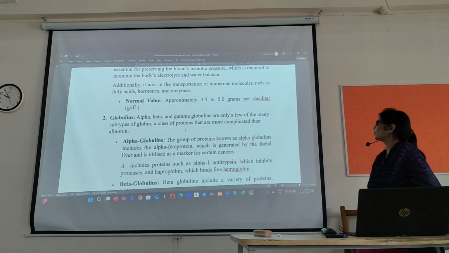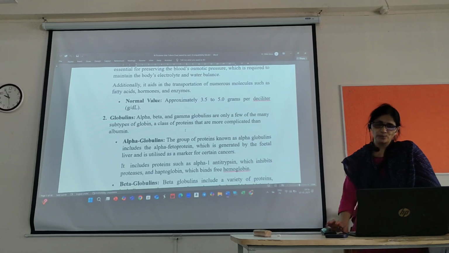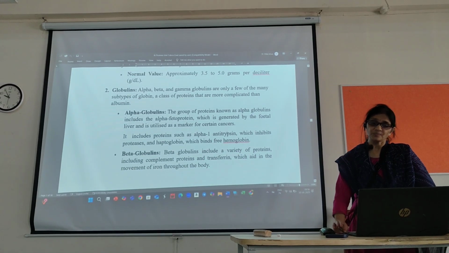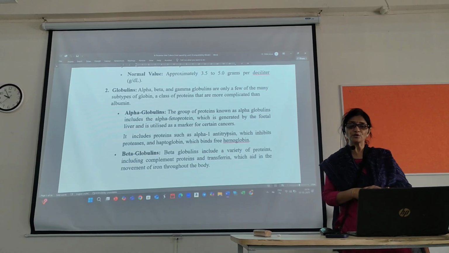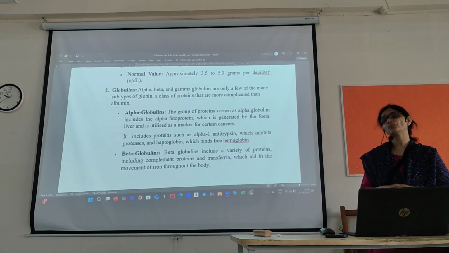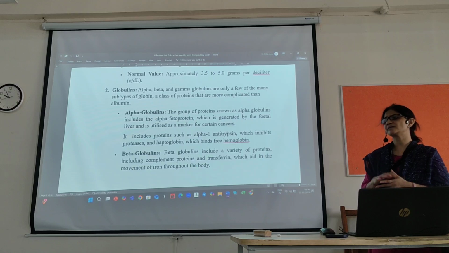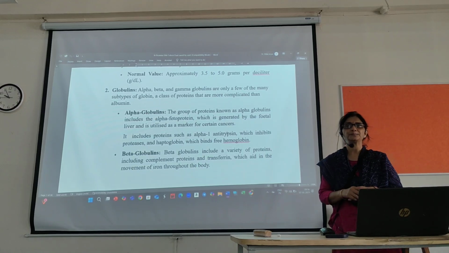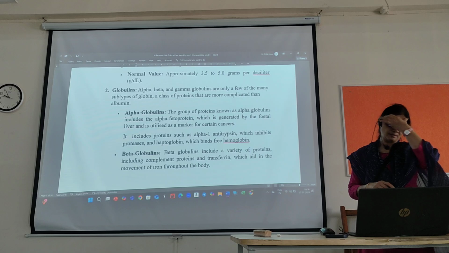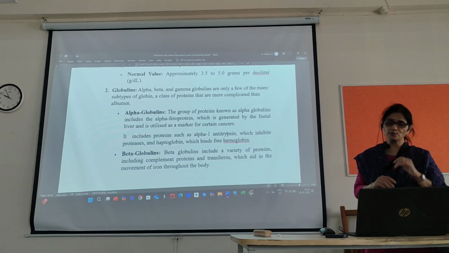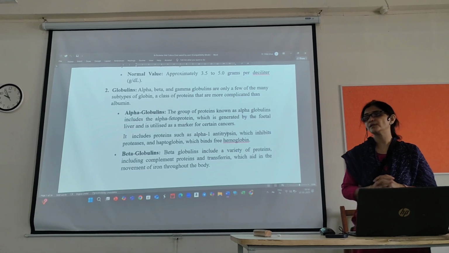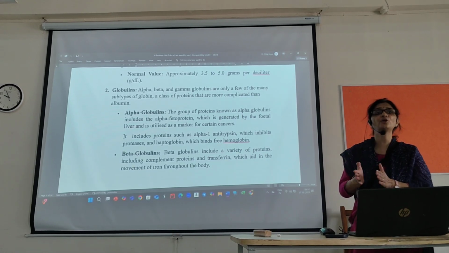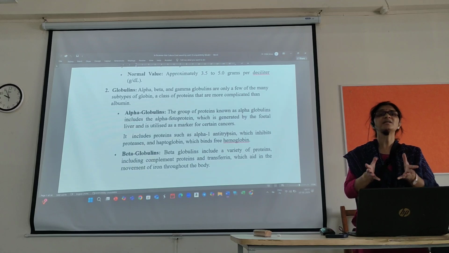That's why it's called complicated. So what is alpha globulin here? Alpha globulins are a group of proteins which include the alpha fetoprotein, in short also called AFP. Alpha globulin includes the alpha fetoprotein, which is generated by the fetal liver. That's why it's called fetoprotein. Fetal means the fetus body.